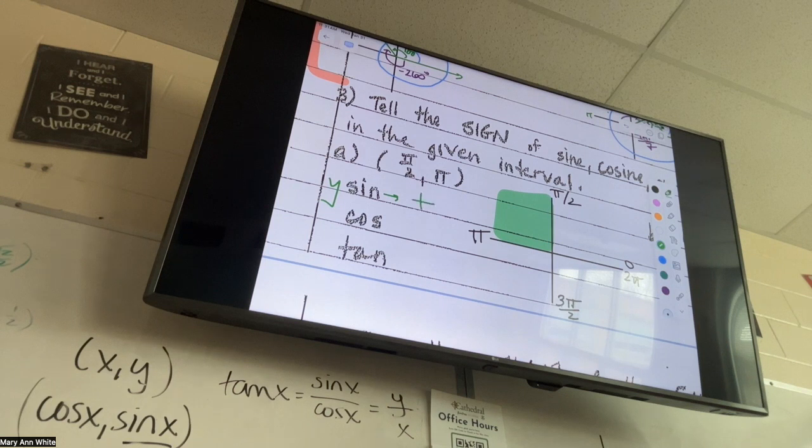What about cosine? Those are all negative. We remember our ordered pairs go negative, positive. Since my cosine is that X, all my cosines are negative. And remember, tangent is Y divided by X. I don't care what these numbers are. It's going to be negative because a positive divided by a negative is a negative.